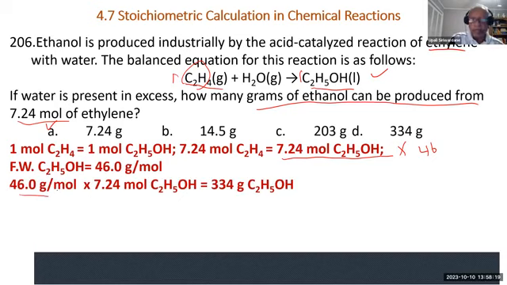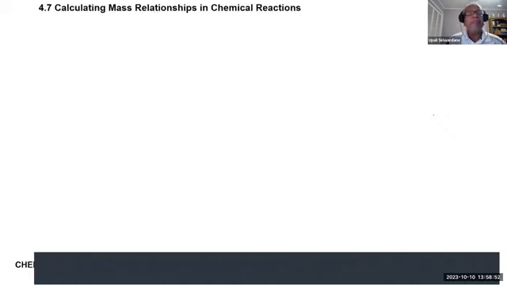46 formula weight, that's a stoichiometric calculation. Only we didn't give the grams of ethylene. To make it easy, we give a mole. Then we ask you to calculate the moles of ethanol. Then you have to get the grams of ethanol. That's how you get the answer. If you can do a stoichiometric calculation similar to this, you are in good shape.